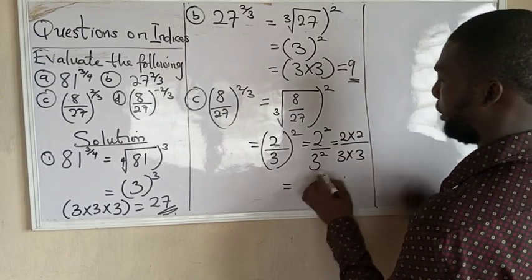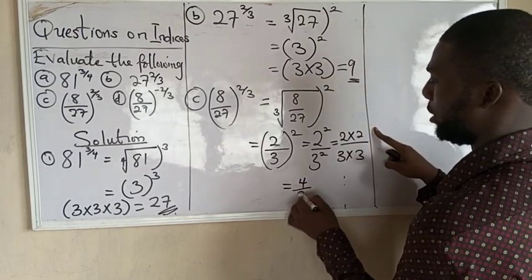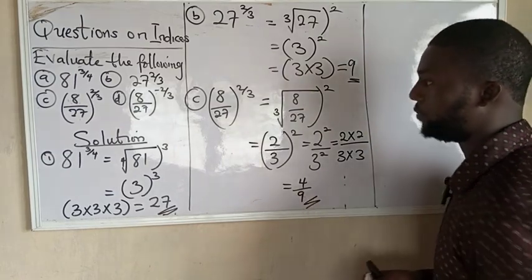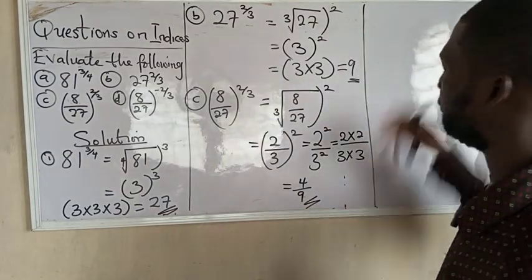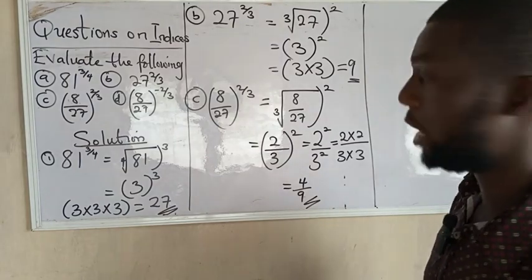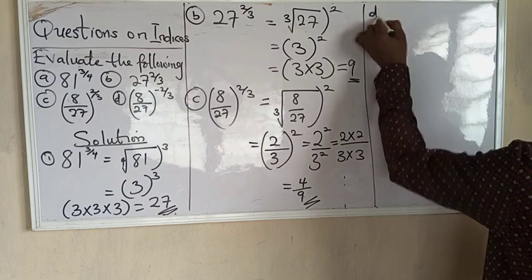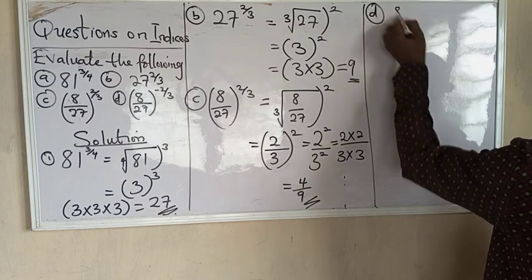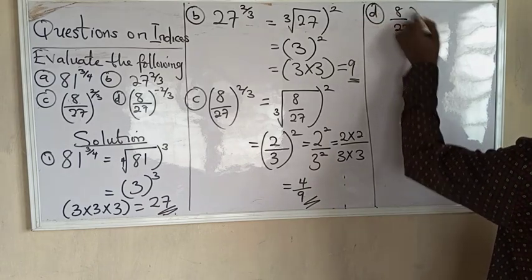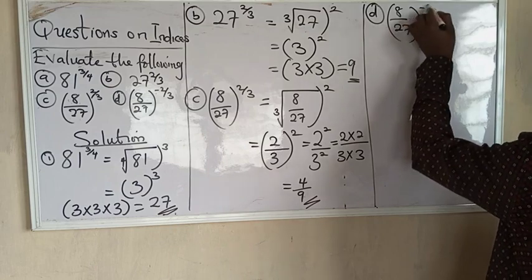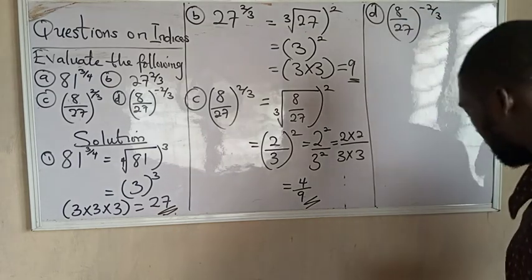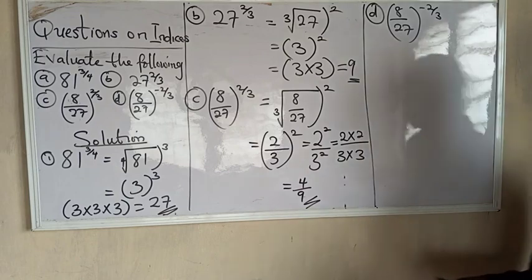And at the end of the day, I'll have 4 over 9 as my final answer. Now let's move on to the last one, which is 8 over 27 raised to power minus 2 over 3. Now, how do we solve this?